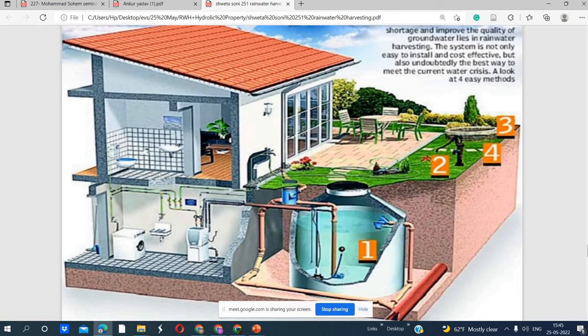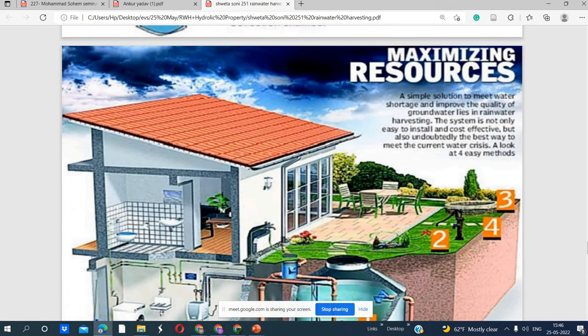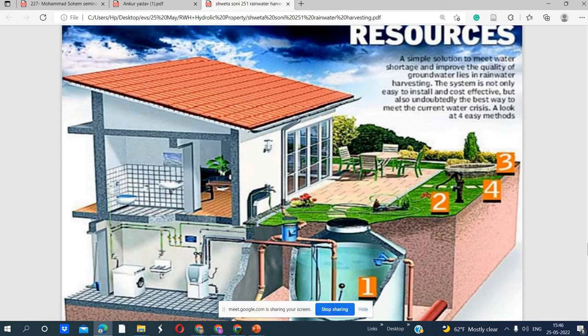So these are not purposes, no? These are the ways, like 1, 2, 4, 3. Yes, ma'am, these are the ways. Sorry, ma'am. This is number 1, and what is number 2? Ma'am, number 2 is the pipes on the ground, 3 is the well, and number 4 is the hand pump. Which one? Ma'am, 1 is the tank. Yes. 2, we can see the pipes are laid on the ground. 3 is the well and 4 is the hand pump.